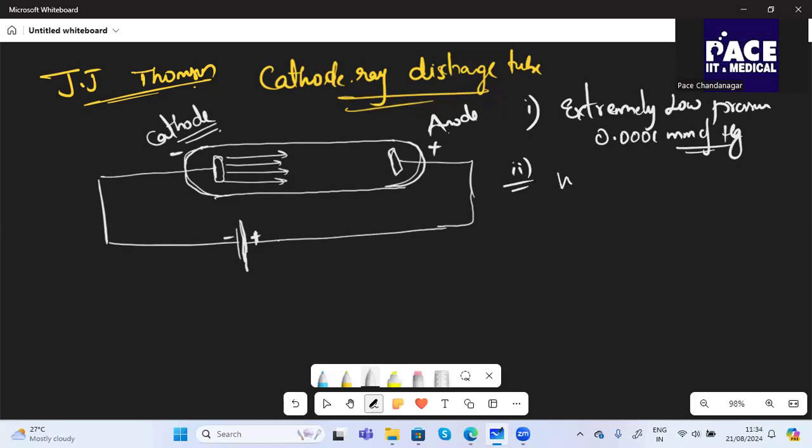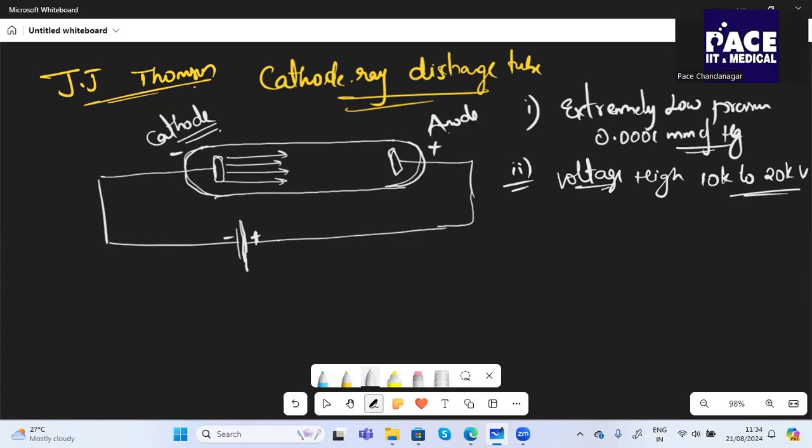Okay, and the voltage is very high, as high as 10K to 20K volts, or 15 kilovolts. The voltage we come across at our homes is 220 volts, the voltage we come across for domestic purposes, whereas here we are talking about a setup where the voltage is as high as 10,000 volts, so huge, with extremely low pressures and extremely high voltages. Under these conditions, the cathode rays will discharge and pass through. These are called cathode rays.